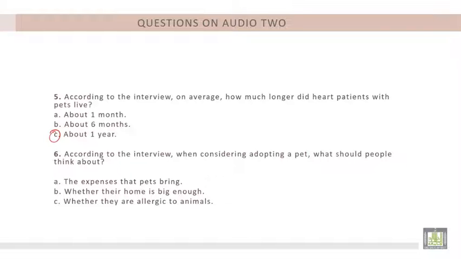Number 6. According to the interview, when considering adopting a pet, what should people think about? A. The expenses that pets bring. B. Whether their home is big enough. C. Whether they are allergic to animals. According to the interview, the correct answer is A. The expenses that pets bring.